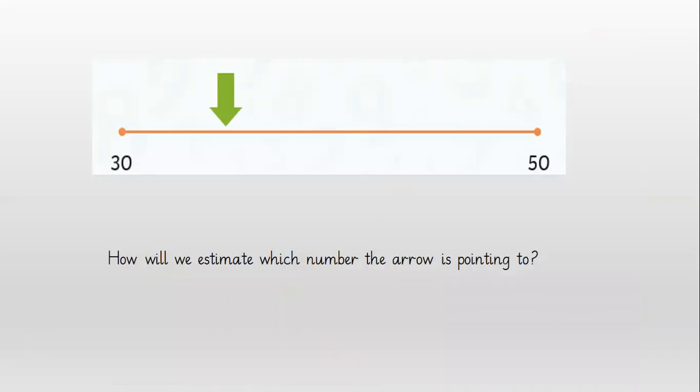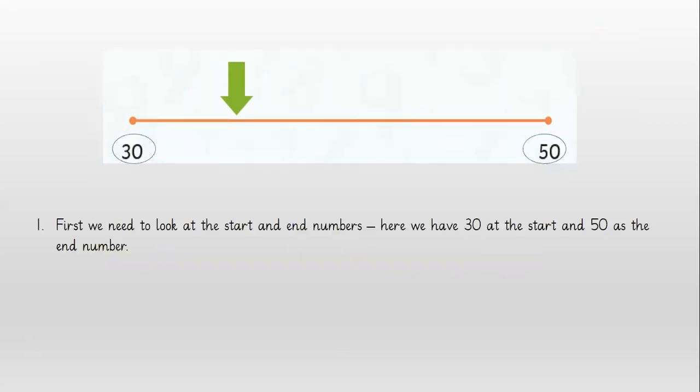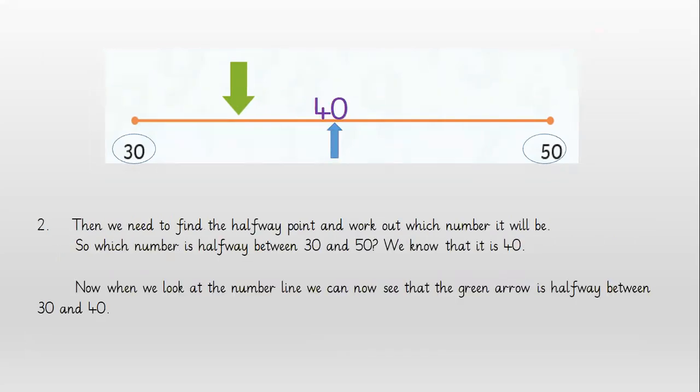Now we've got a number line that starts at 30 and ends at 50. And we want to find out what number the green arrow is pointing to. So first we're looking at the start and end numbers. And we know, we circled it, we've got 30 at the start and 50 as the end number. Number 2, we need to think about the halfway point. Remember, I said always look for the halfway mark and work out which number it will be. So which number is halfway between 30 and 50? We know that it's 40.